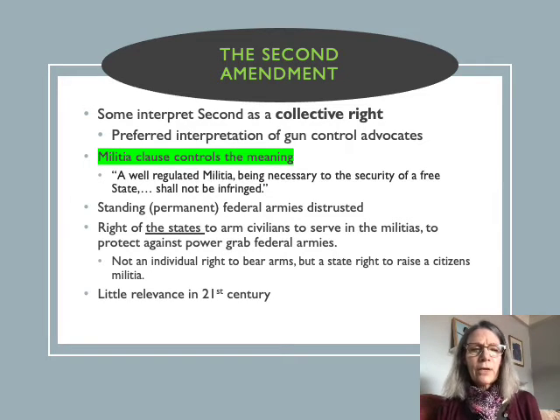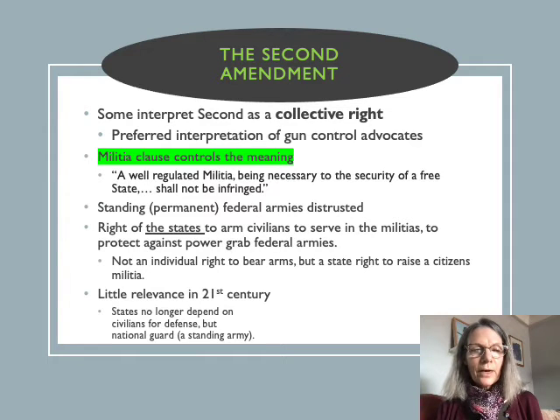And from this perspective, they say that the Second Amendment doesn't really have any relevance in the 21st century. The reason is that states no longer depend on civilians for defense; now we depend on the National Guard, which is a part of the federal standing army. They say this was necessary at that time to make sure there wasn't a federal power grab against states. It gave states the ability to defend themselves, but states don't need citizen militias to defend themselves anymore because they depend on the National Guard for that kind of defense.